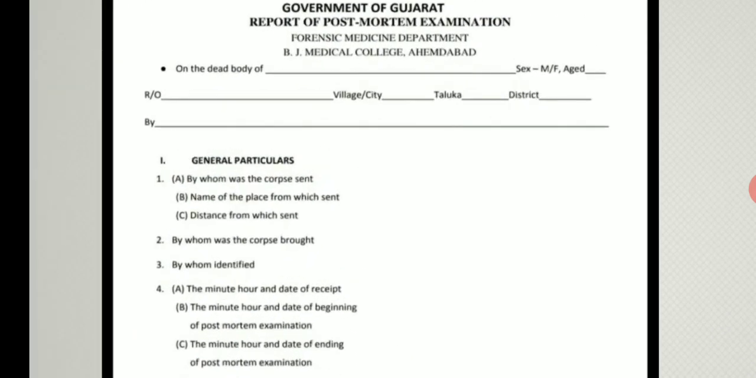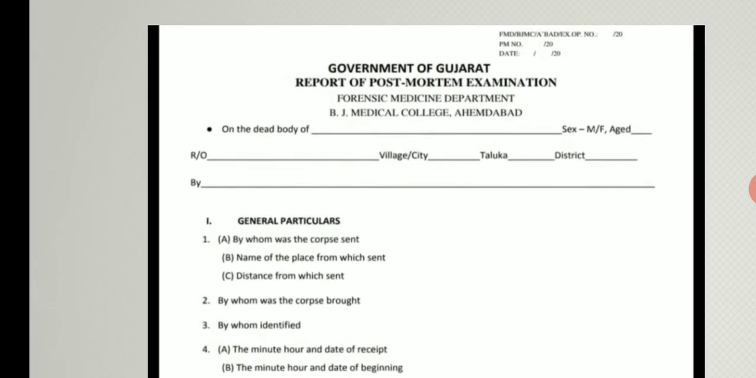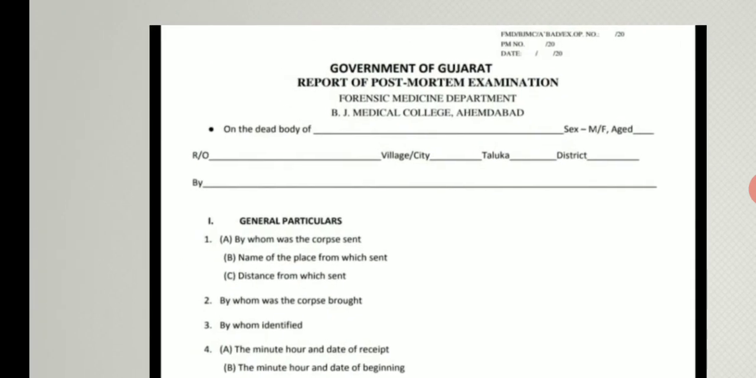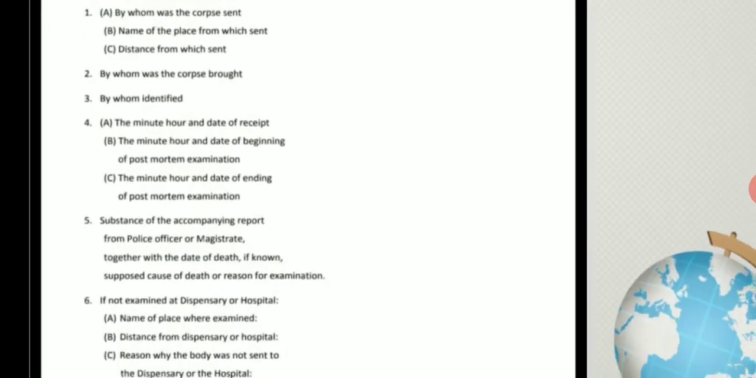Also, for postmortem done by, if you are doing the postmortem, then write your name, your designation, and the place of your designation. All those things you have to write down. Okay, now move onward.